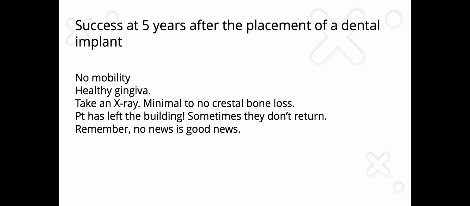So what does success after 5 years of placement of a dental implant look like? Well, there's no mobility, there's healthy gingiva, take an X-ray, minimal to no crestal bone loss. A patient, and I say patient has left the building, meaning no news is good news. Sometimes they don't return.